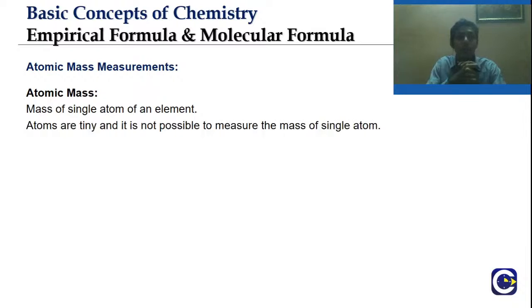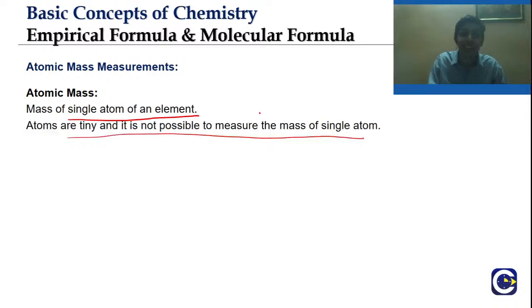So atomic mass, as I said, is the mass of single atom of an element. But we don't know how much is the weight of single atom, isn't it? Which gradually now we are going to learn. And remember, these are all few basic things that you should be aware and clear of, because ahead you will be using it very often. Mass of single atom of an element is atomic mass. Atoms are tiny, and it is not possible to measure the mass of single atom. I had said, isn't it?